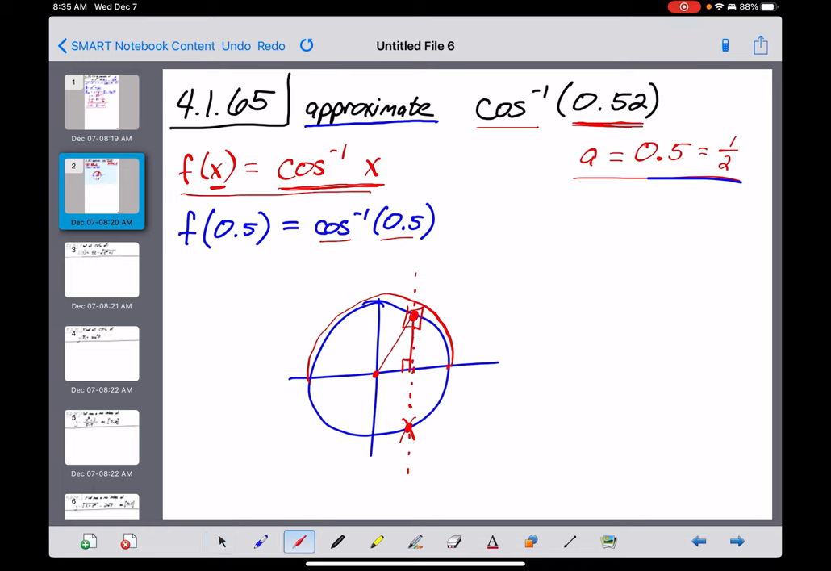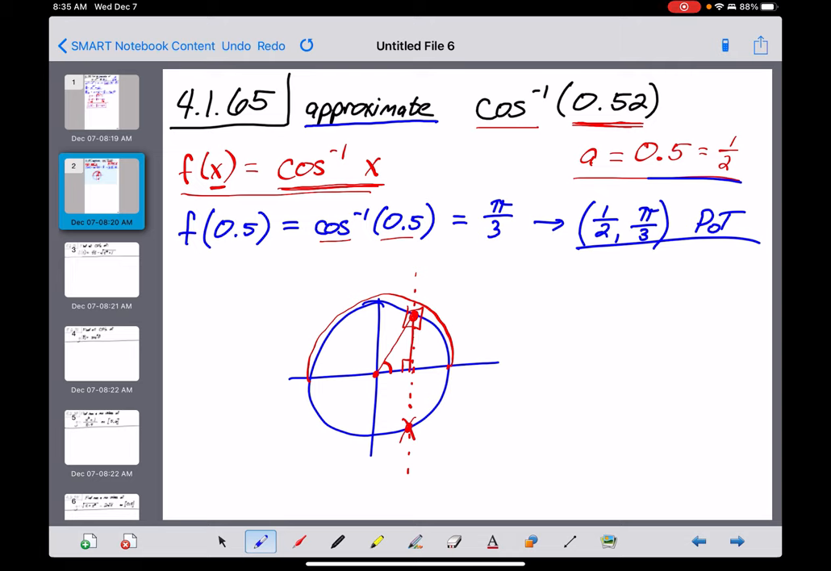All right, as I was saying, what's the measure of this angle right here? That's going to be 60 degrees, or as we like it in radians, pi over 3. So that tells us that our point of tangency is the ordered pair 0.5, maybe 1/2 would be better. I'll write that for now, we'll see. And then pi over 3 is our y value right there, and that is your point of tangency.